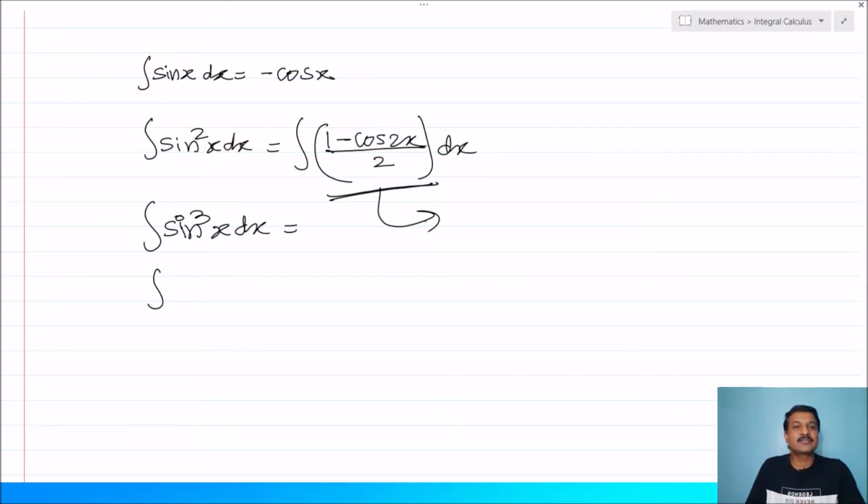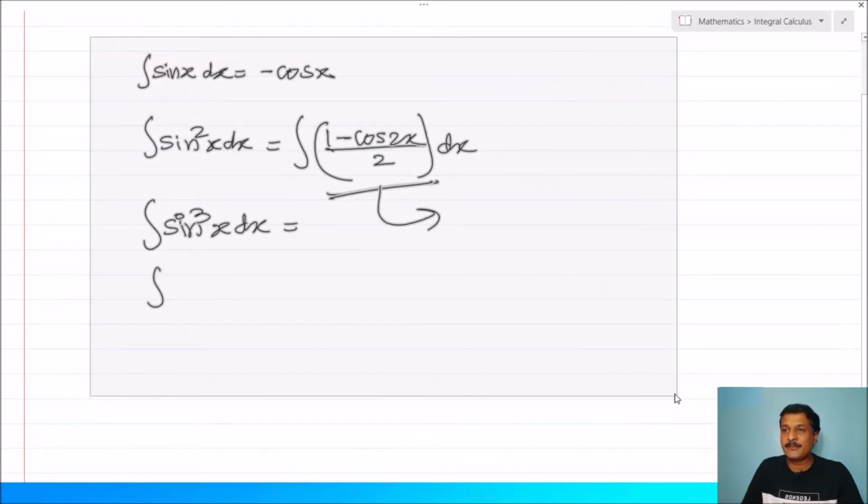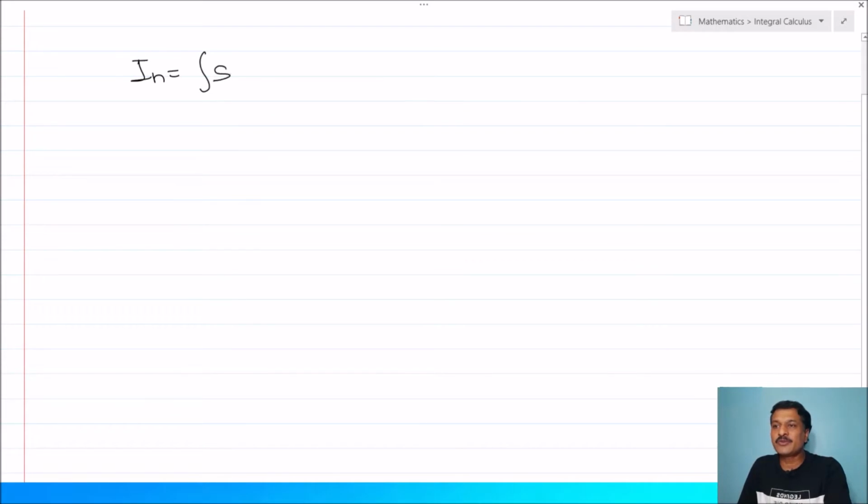Suppose sin x raised to 100, then how to evaluate? Sin x raised to 50, sin x raised to 30, how to evaluate these? It is a lengthy process, and that is why we need to find some reduction formulas. So what is the meaning of a reduction formula? If we consider I n equal to integration of sin x raised to n dx, whatever the power of sine I am going to consider as a suffix.